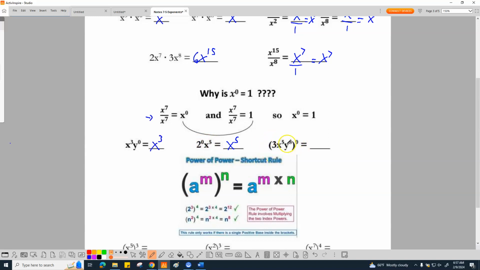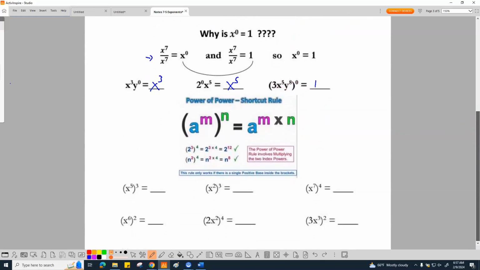Check out this. They're saying this entire parenthesis is raised to 0. So that means this entire thing evaluates to 1. So pay attention to those little tricks on there. It's not that big of a deal.